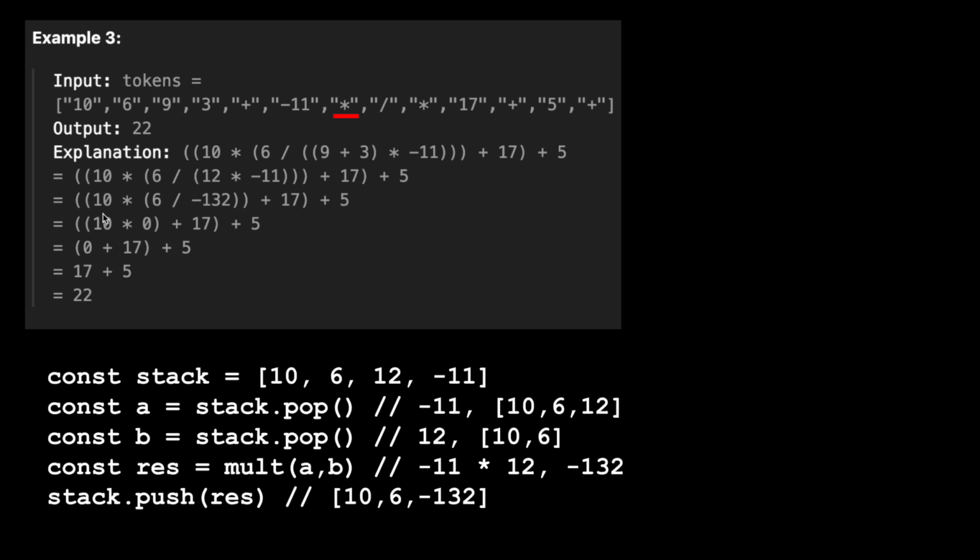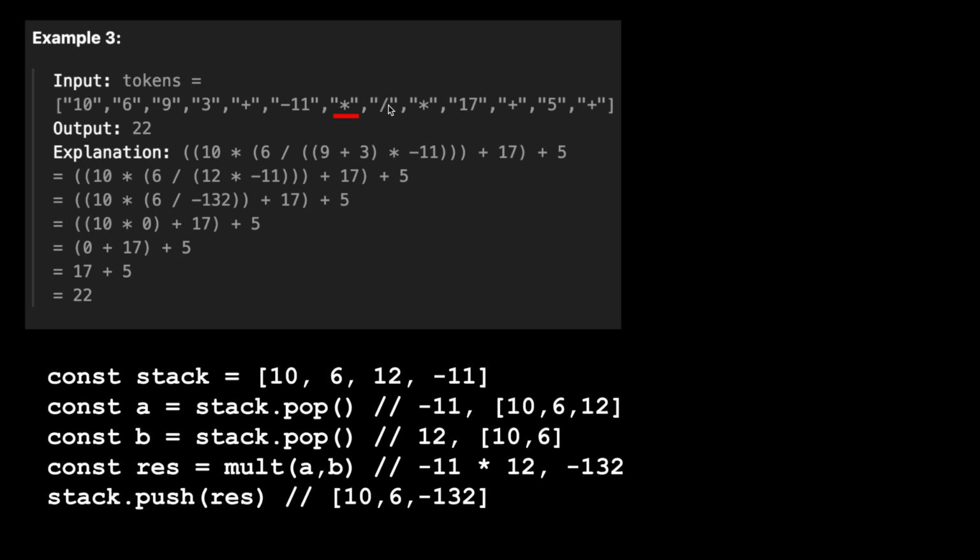And let's just look at this line right here. You see how we have negative 132 evaluated? What we've done is we've done this portion right here, 9 plus 3, then we've done a 12 times negative 11, and now we're at negative 132. We are evaluating it in the order of the mathematical rules. Now let's go to the next value.